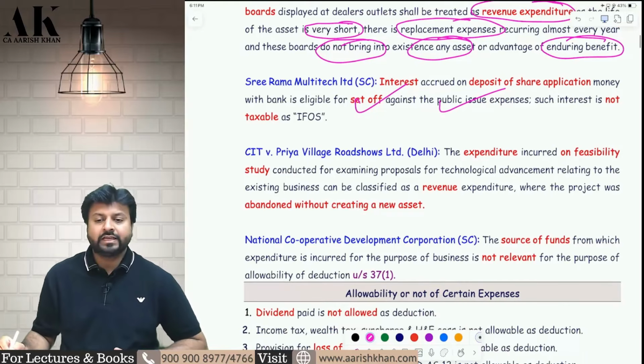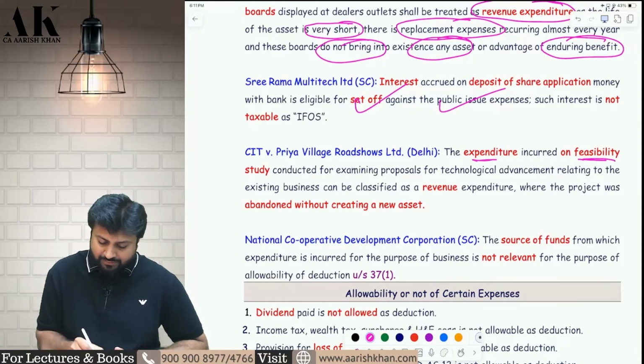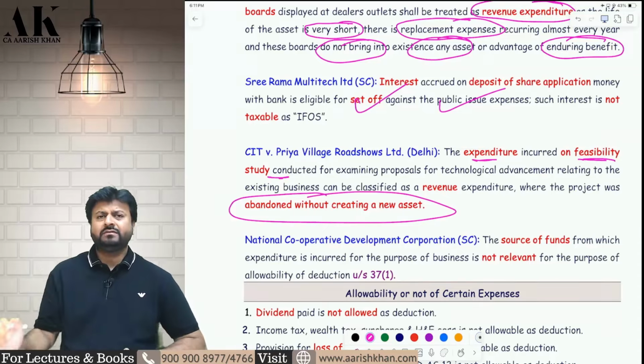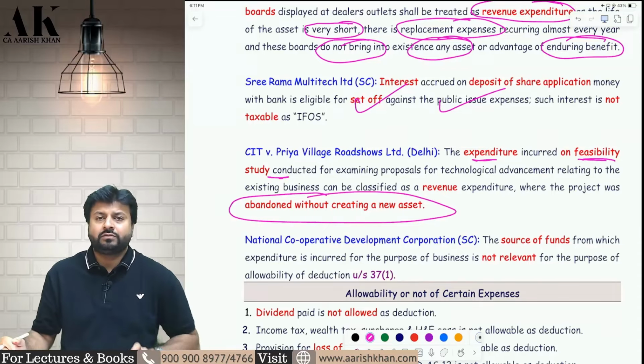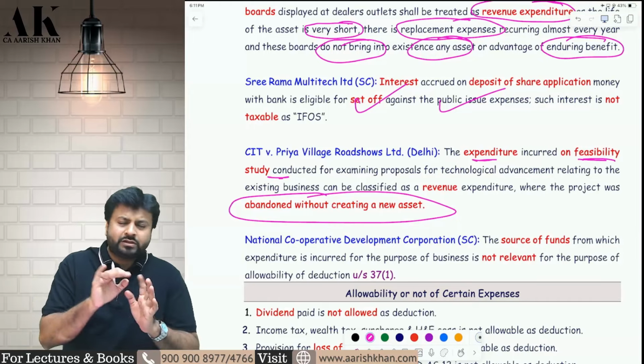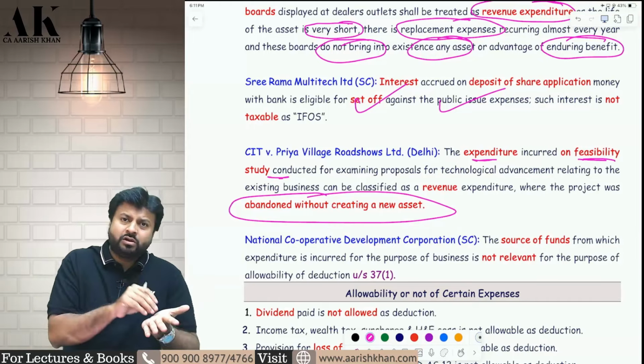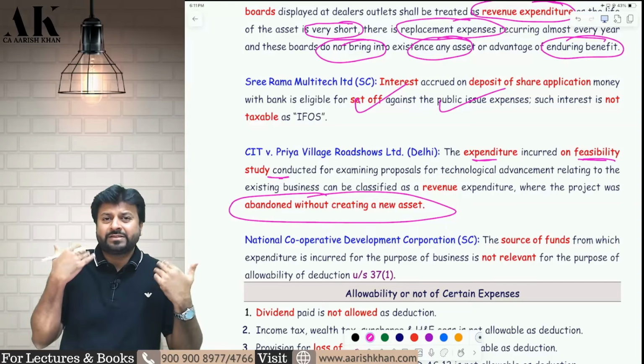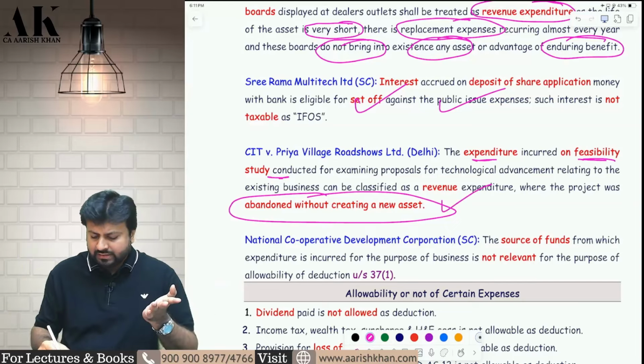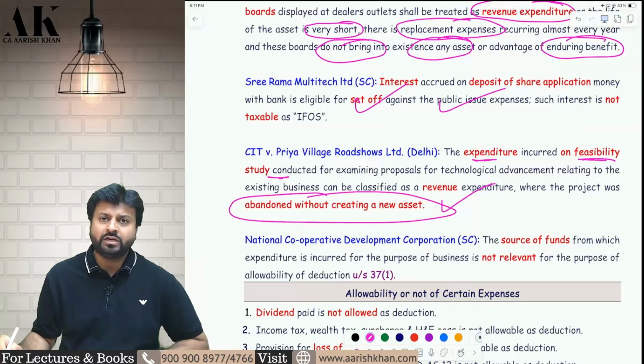Next one, which is the case law of PVR, Priya Village Roadshow. The assessee incurred some expenditure on a feasibility study, but the project did not work. So the project is abandoned. So whether that expenditure will be allowed as a revenue expense or not. The assessee was doing a feasibility study for starting a new theatre, but the project was abandoned. Whether that expenditure on feasibility study will be allowed? The answer is yes. Delhi High Court has said that yes, you will be allowed a deduction.